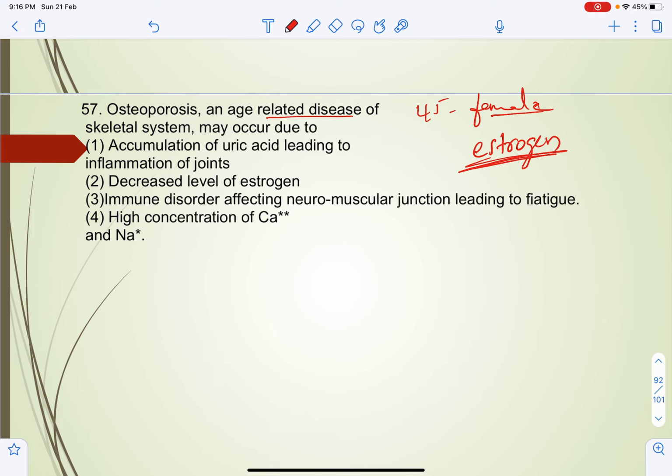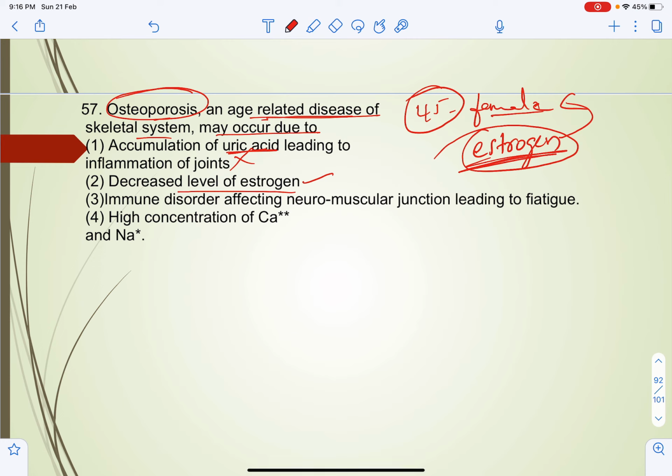So we can say osteoporosis is an age related disease of the skeletal system, which may occur due to accumulation of uric acid leading to inflammation, that is gout. Wrong. Decreased level of estrogen, since estrogen is generally higher in females, hence females are highly susceptible to osteoporosis after 45 or 50 years. So decreased level of estrogen.